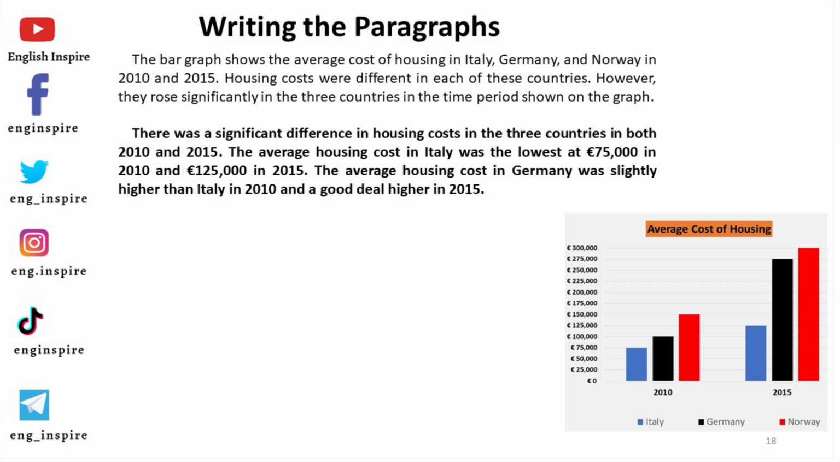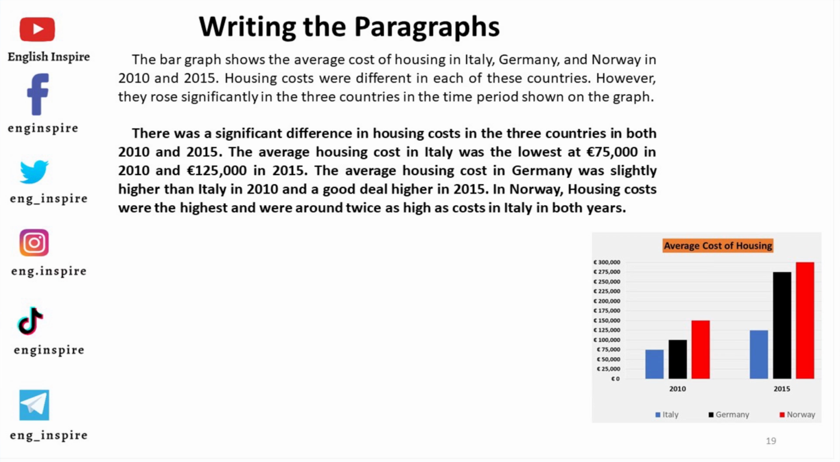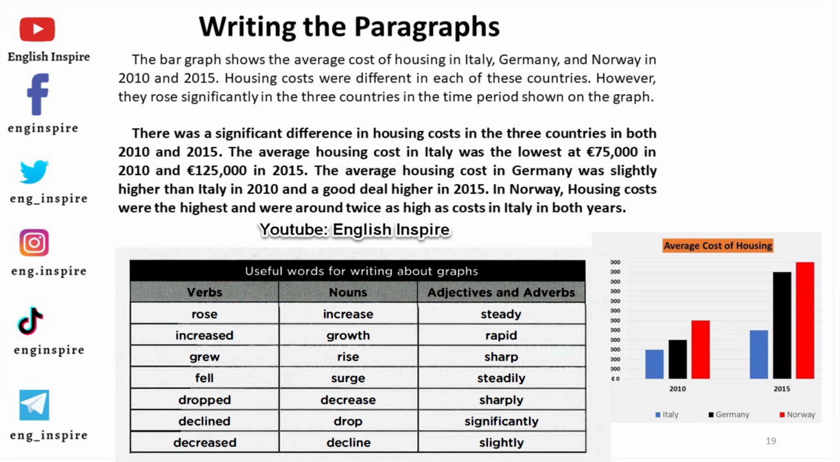higher than Italy in 2010 and a good deal higher in 2015. And the third supporting detail can be written as: in Norway, housing costs were the highest and were around twice as high as costs in Italy in both years. It's worth mentioning here that when we write the paragraphs, we must use verbs, nouns, adjectives, and adverbs to describe trends such as rose, decline, etc. I tried to summarize the most important words to describe trends in this table.